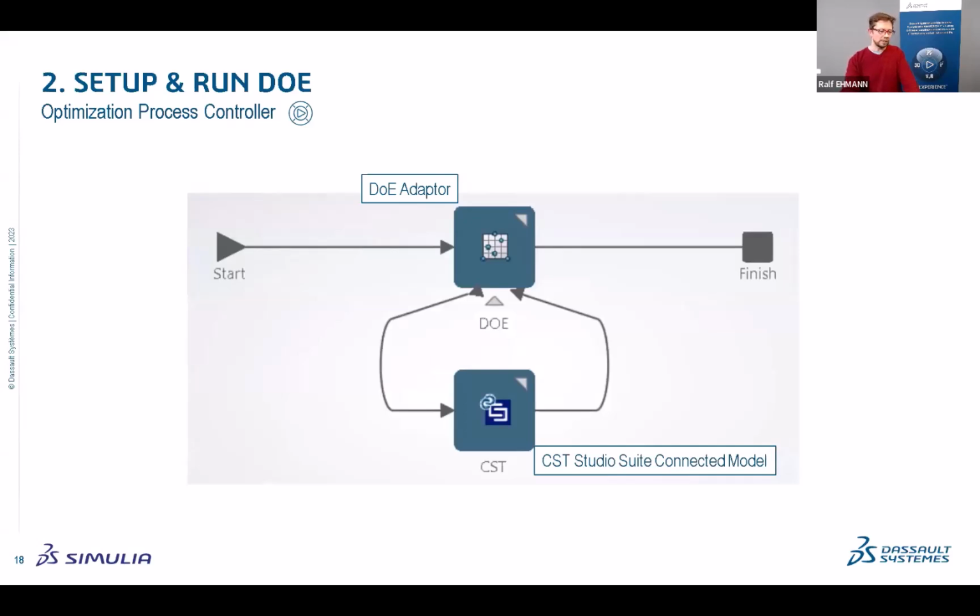I've used the optimization process controller on the 3DEXPERIENCE platform to create my design of experiments. It only has 2 blocks. The top one is the design of experiments adapter, where you define your design of experiments parameters, which will then control your CST model, which will be run after each variation.